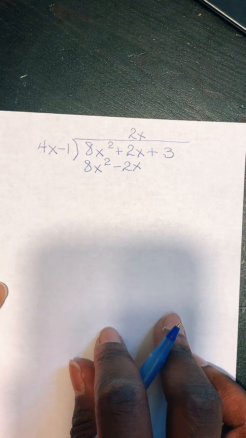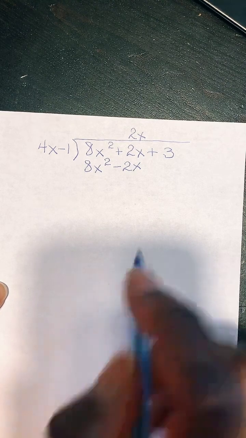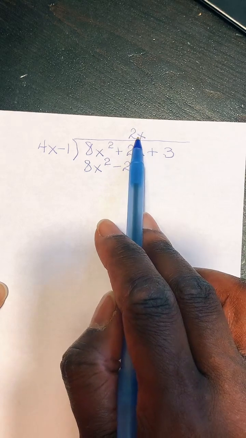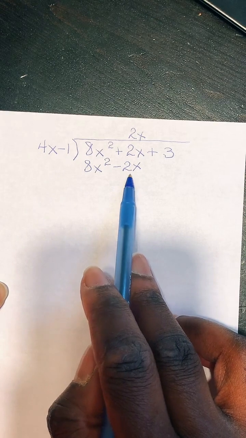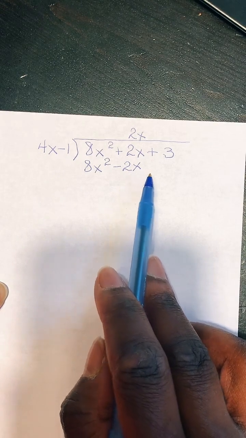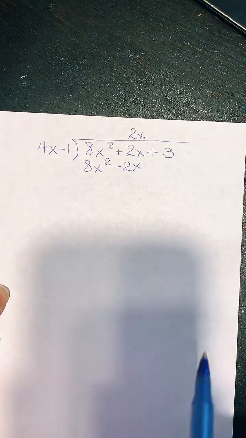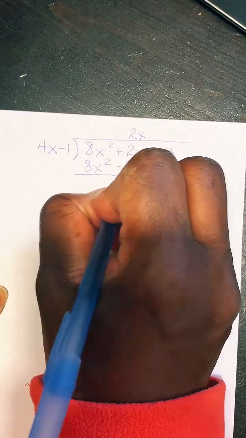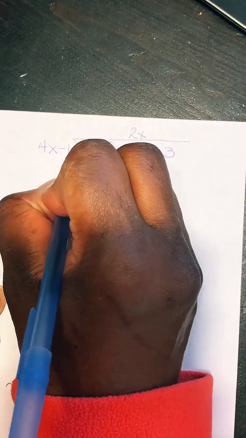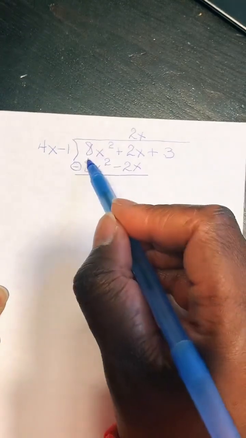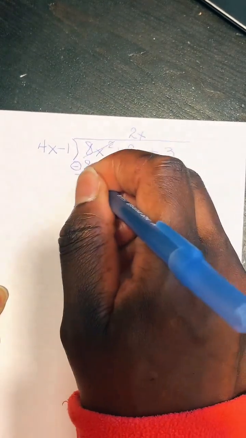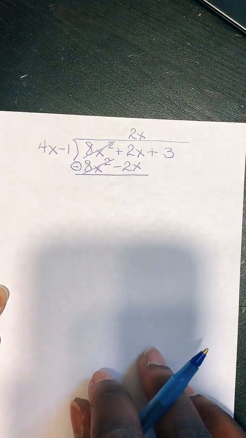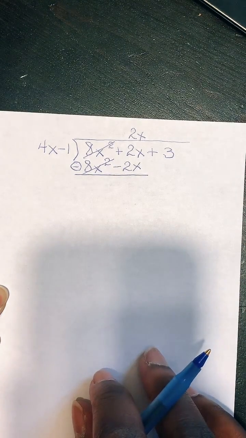Okay, so I see the 2x's. So 2x times negative 1 gave me negative 2x. I think I have the answer. I'm catching on pretty quick. All right, awesome. So now we're going to subtract this line. So 8x squared minus 8x squared, these 8x squareds cancel out, including the x squareds.